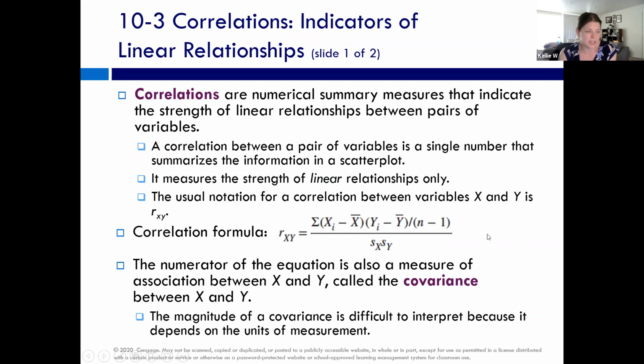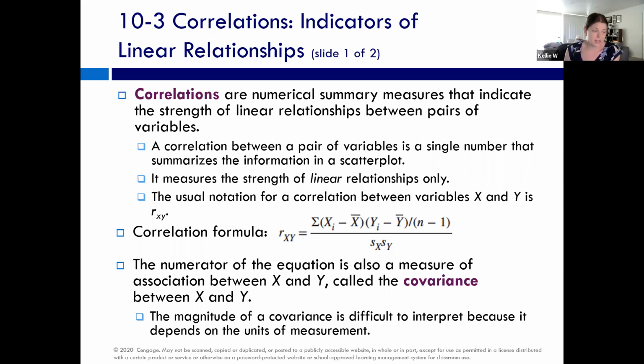Okay, so I've used the word correlation a few times. Correlations are numerical summary measures that indicate the strength of a linear relationship between two variables. So they tell us how closely, or how well, one variable predicts another. And it's a single number. We call it the correlation coefficient.